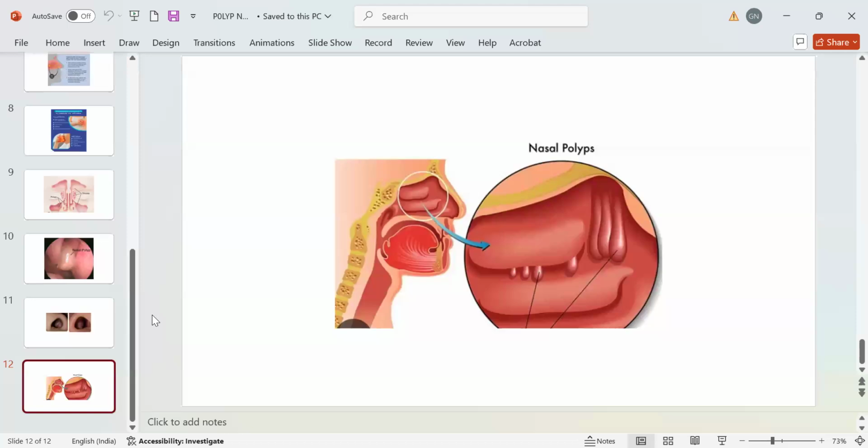Have you heard this term? FESS, functional endoscopic sinus surgery in ENT. Have you heard or have you seen? Yes, ma'am, heard. So it is a surgery where the polyp is removed endoscopically. So we finish this topic. Next topic I am touching now. Wait.